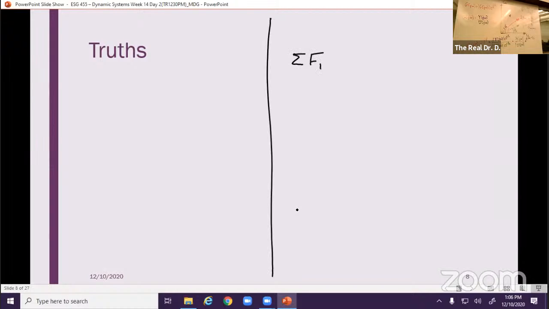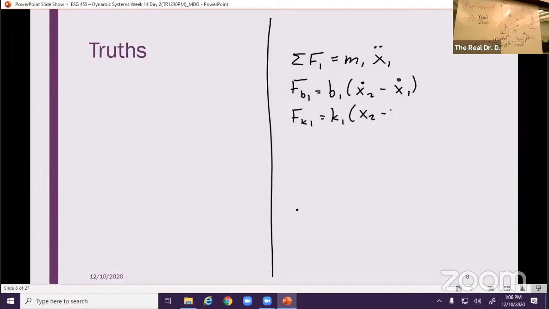Sum of the forces for block 1 is equal to mass 1 x double dot 1. FB1 is equal to B1 times x dot 2 minus x dot 1. FK1 is equal to K1 times x2 minus x1. Sum of the forces for block 2. All right.